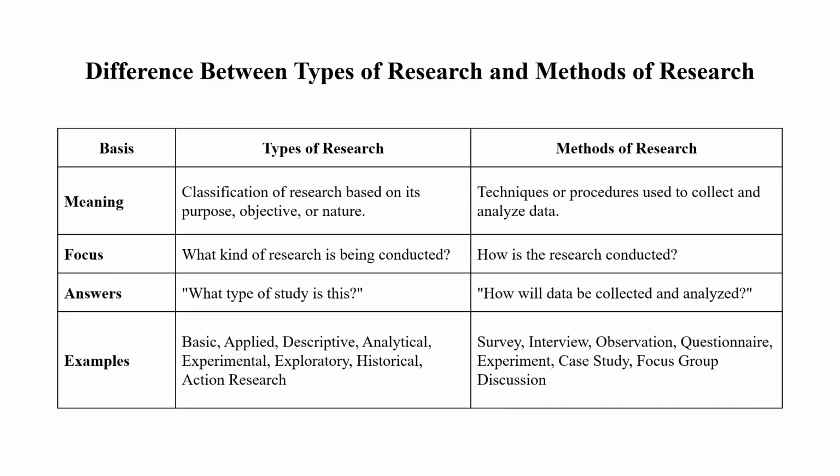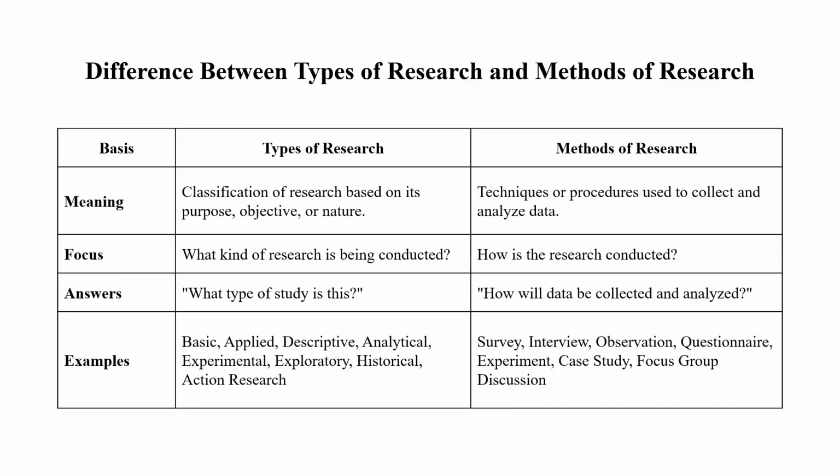Methods means what techniques and procedures we are going to use to collect and analyze the data. And the focus is what kind of research is being conducted. For example, there are different types. So which type of research has to be conducted will be decided there. How that research is going to be conducted will be decided in the methods of research. For example, what type of study, experimental study or something, is decided in the types of research. How it will be collected and analyzed is seen in the methods of research.